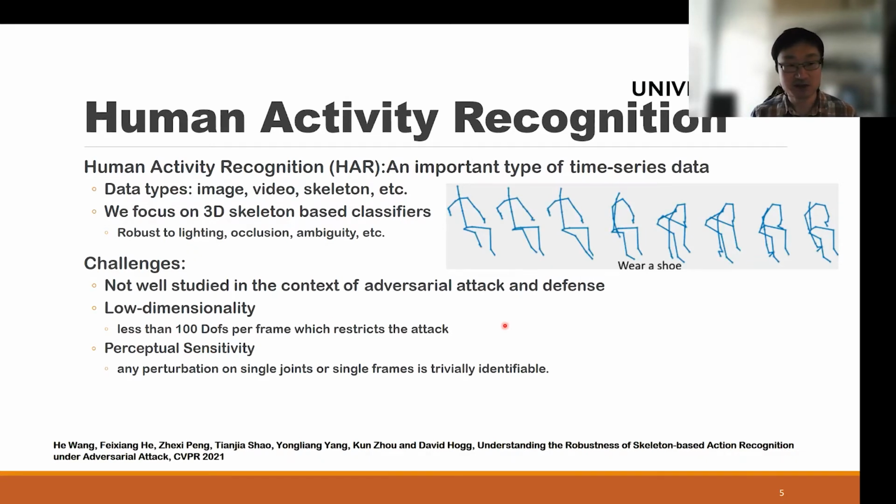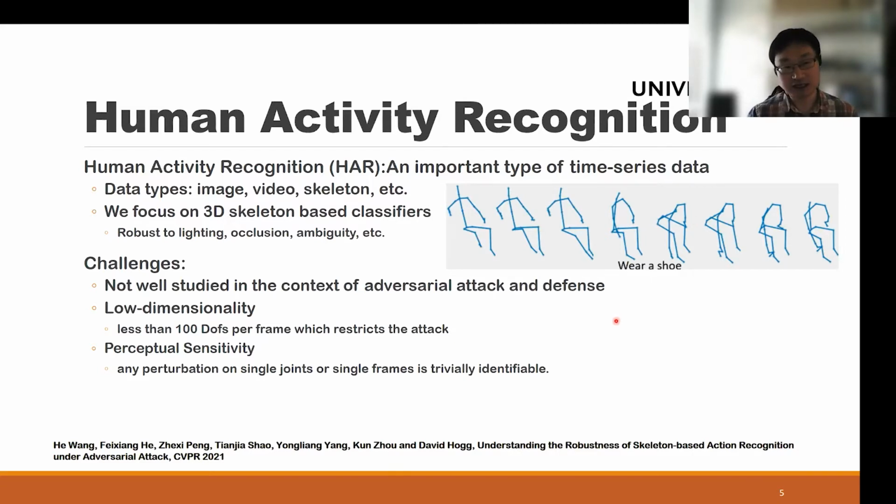In terms of human activity recognition, or HAR, it normally involves a very important type of time series data. We can recognize what people are doing via videos, images, skeleton motions, and so on. In this case, we focus on 3D skeleton motion data because it is heavily used in various HAR solutions, since it is robust to lighting, occlusions, and other ambiguity that would arise from videos and images. A typical example of skeleton motion looks like this on the right. It's a wear-a-shoe kind of motion.